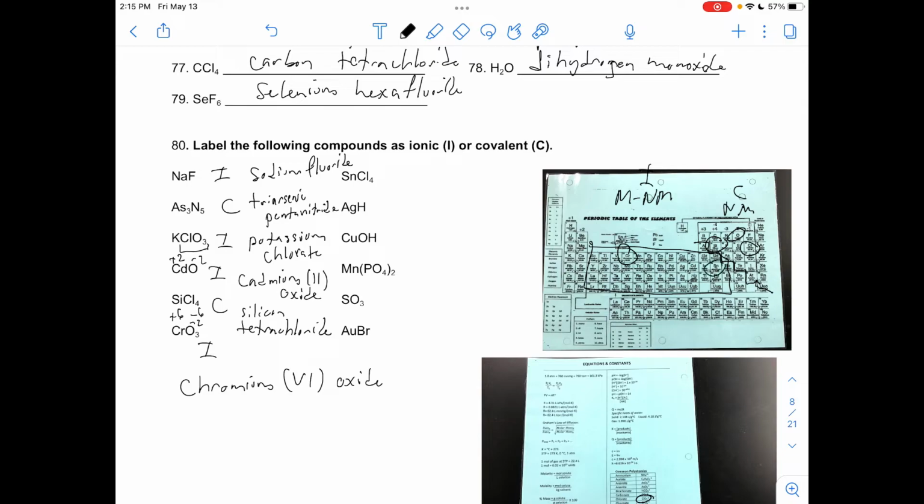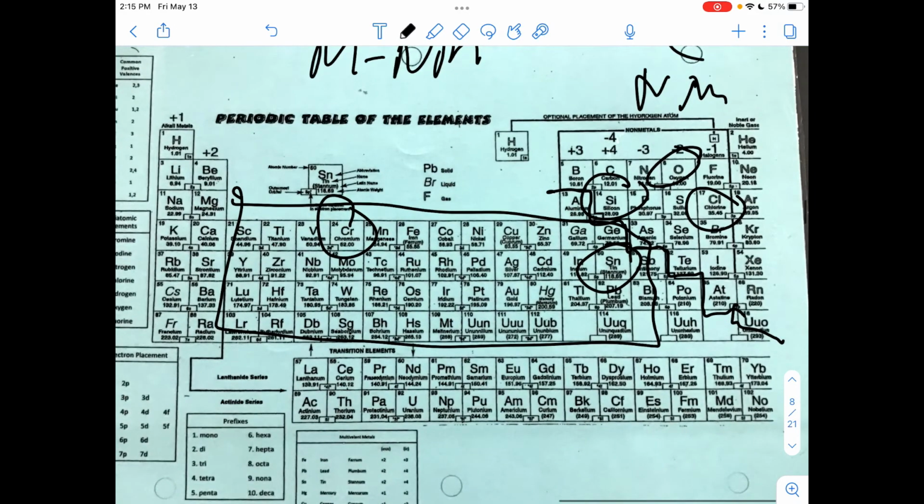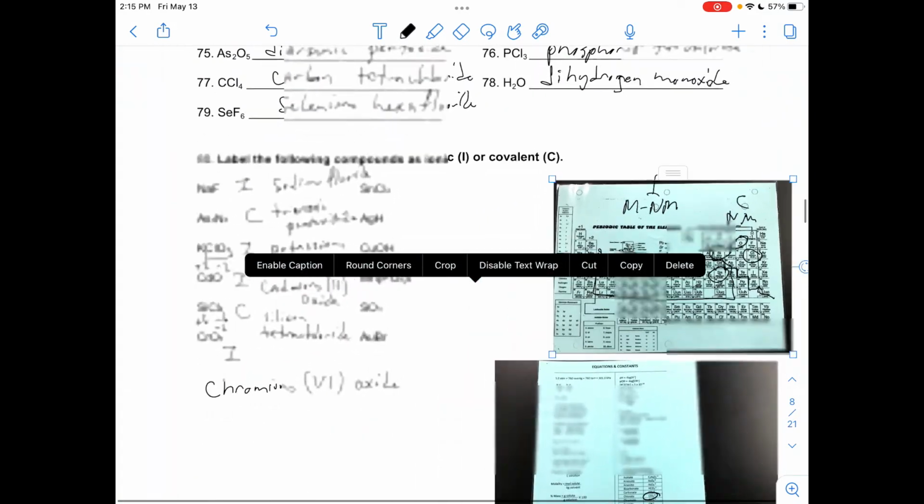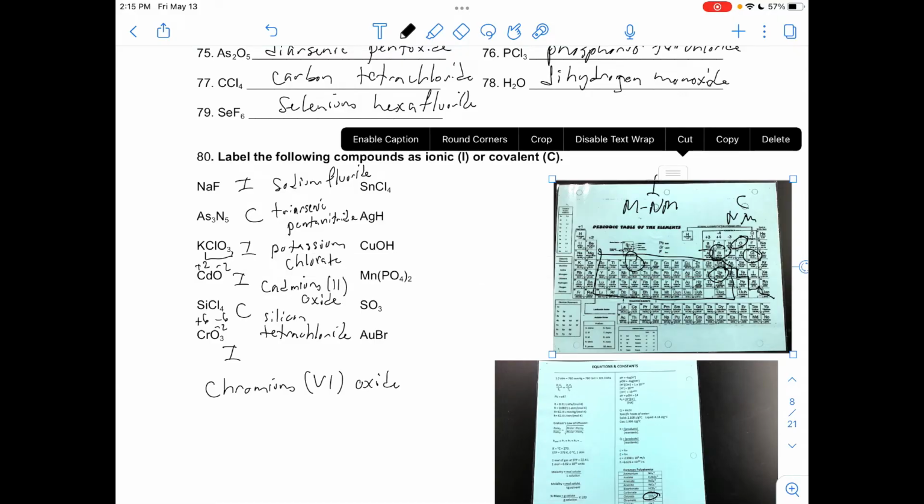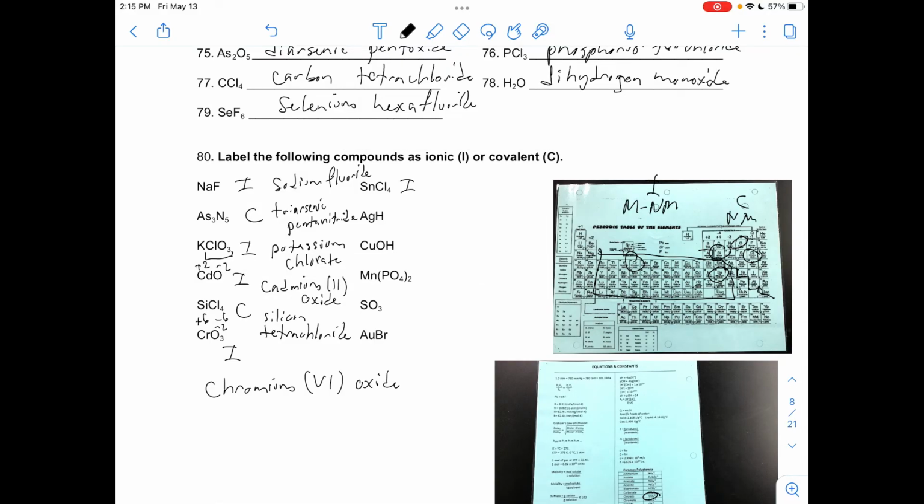Okay, next one is SnCl4. So Sn is, let's see, over here. Okay, Sn is tin. Chlorine is a nonmetal, so it is an ionic compound, metal and nonmetal. So I'm going to write tin. Chlorine is -1 charge, but there's 4 of them, so tin has to be +4. So I'm going to write Roman numeral 4, chloride.